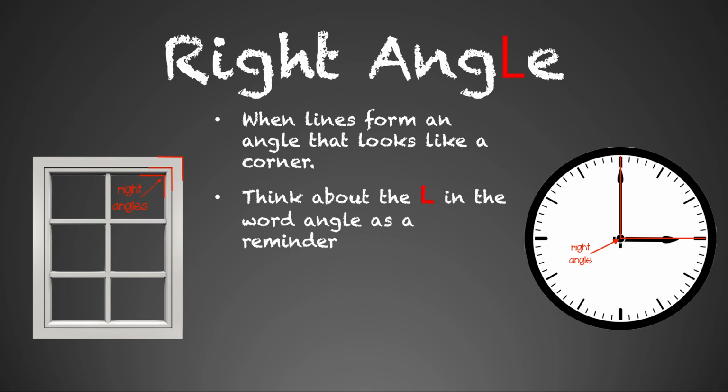And then the outer frame is also a right angle. Here's another example. A clock, when it is at 3 o'clock, it is a right angle. Notice how the hour hand and minute hand form that corner or that L shape. So if we think about the L in the word right angle, we'll remember that a right angle has that L shape.